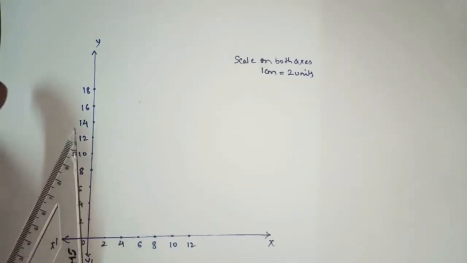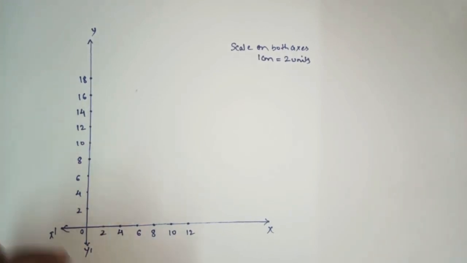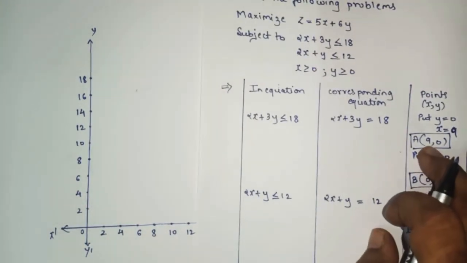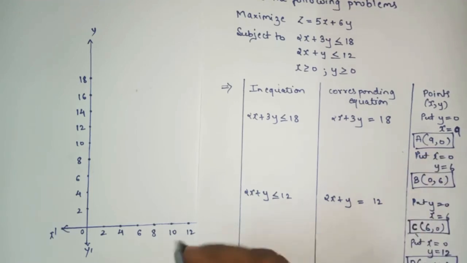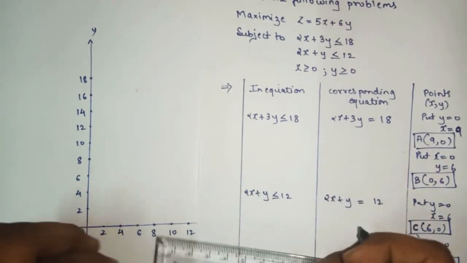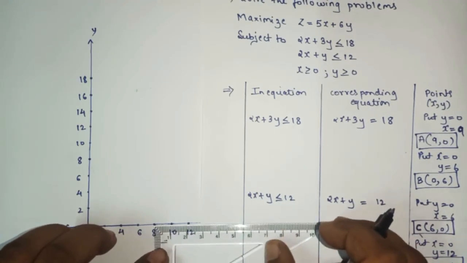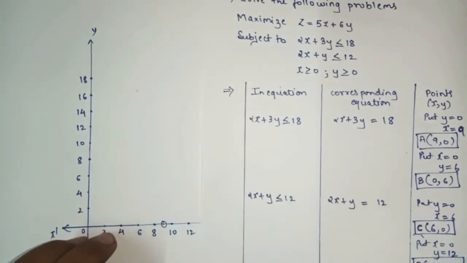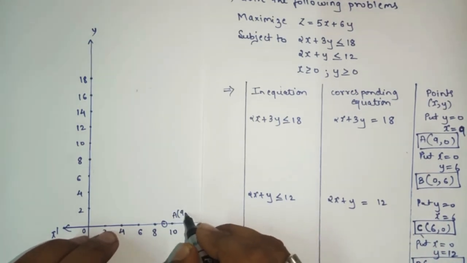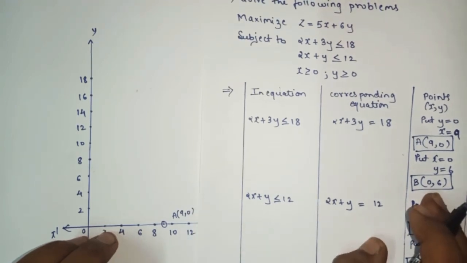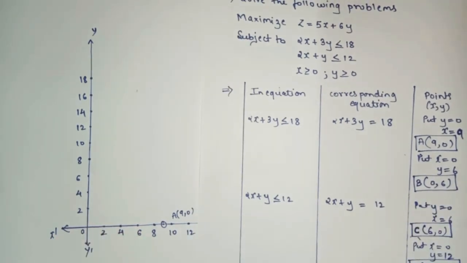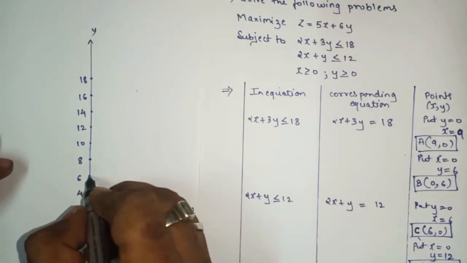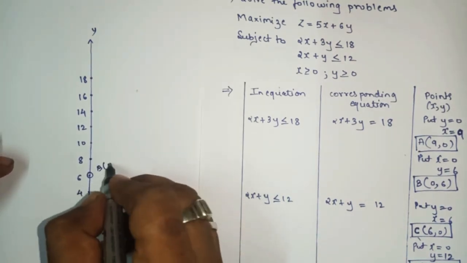Okay, so now we'll check the first point. What is the first point? It is 9 comma 0. So 9 will lie between where? Between 8 and 10, somewhere here. Understood? So you will write this as A, 9 comma 0. What is the second point? 0 comma 6. So 0 comma 6, where will it come? It will come this side. So B is 0 comma 6.